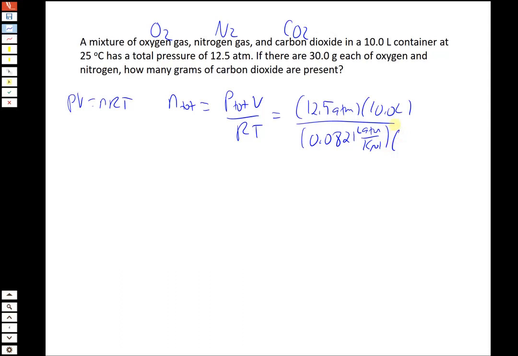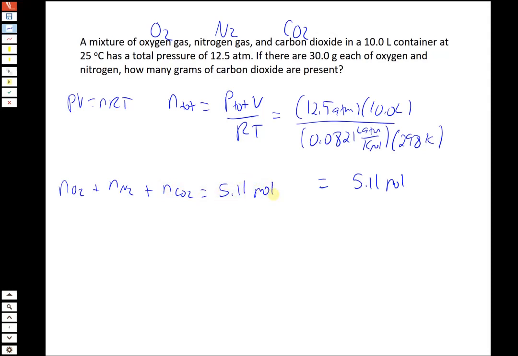And the temperature is 25 Celsius again, or 298 Kelvin, which is why that temperature is so common. Alright, and then we multiply this out. What I got was 5.11 moles. Now this 5.11 moles is going to be the moles of all three added together. So the moles of oxygen plus the moles of nitrogen plus the moles of carbon dioxide, those added together equal that number, 5.11.